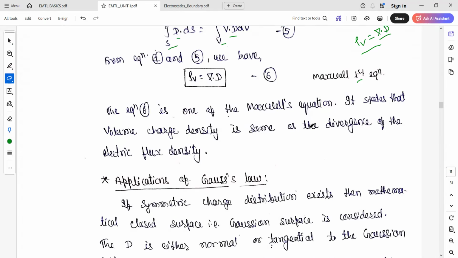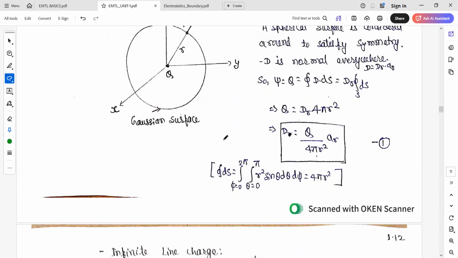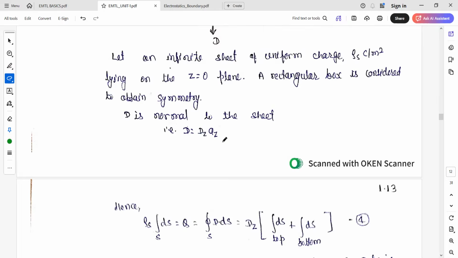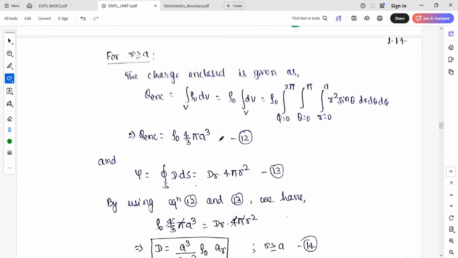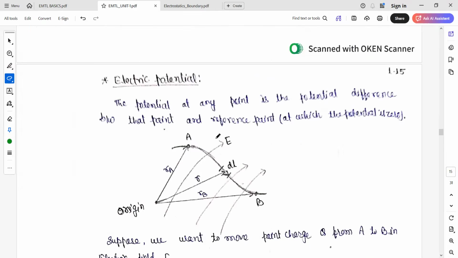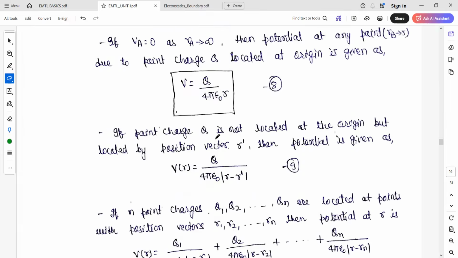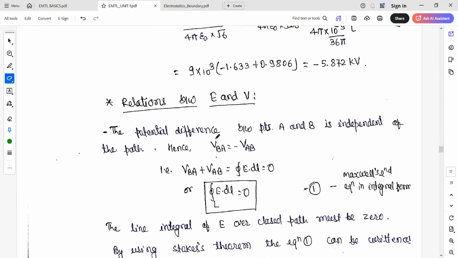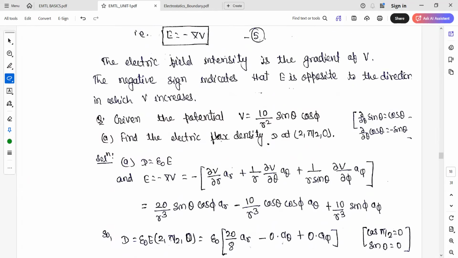Like this, we have another Maxwell equation also. And this is the point charge. This is the finite charge. These are important for the external exam. And this is the uniformly charged sphere. So these are the important questions we have seen. Coulomb's law is very important. Then we have Gauss laws, which are also important.